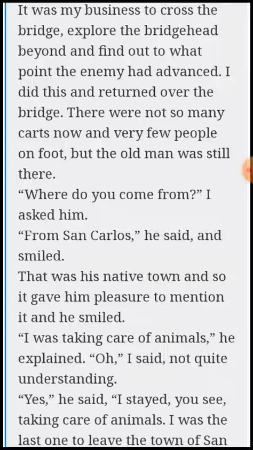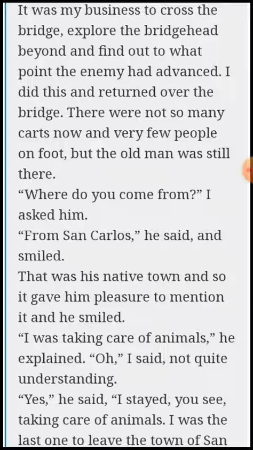Whose business is it? That of the war correspondent who is there. Who is the war correspondent? It is the narrator himself, the writer himself, Ernest Hemingway. So it was his work to cross the bridge and find out the bridgehead beyond, and find out to what point the enemy had advanced, because the Spanish Civil War was going to take place, and his work was to see how much ahead the enemy had come.